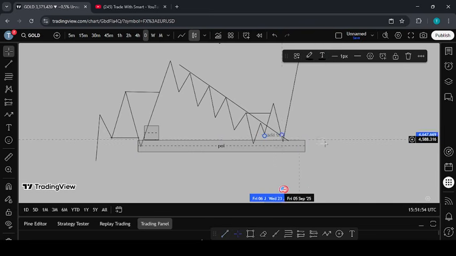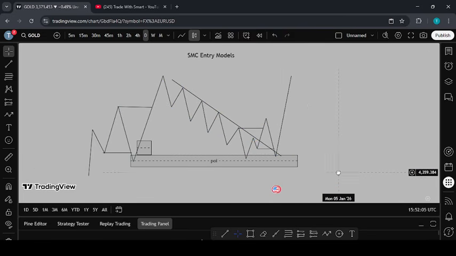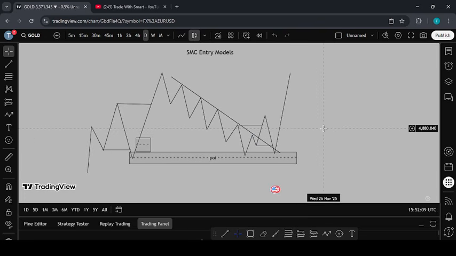Then you're going to buy at just the new POI the market created, then you still put your stop loss below this level. You target to the upside. So this is one entry setup you can see repeatedly all over again, right?